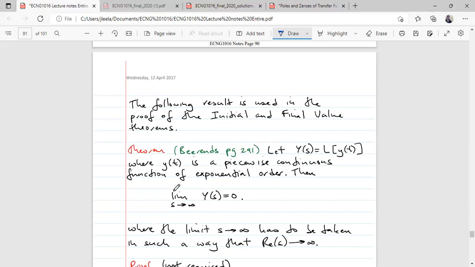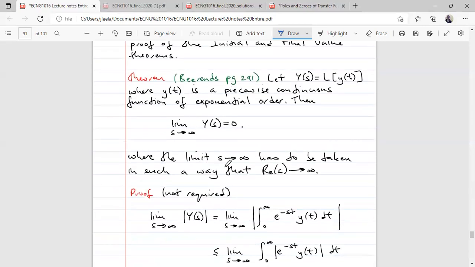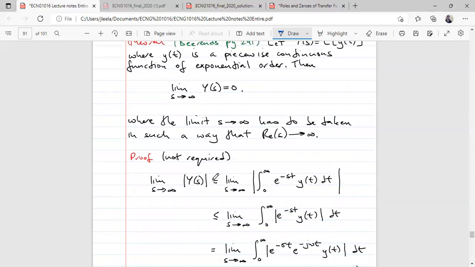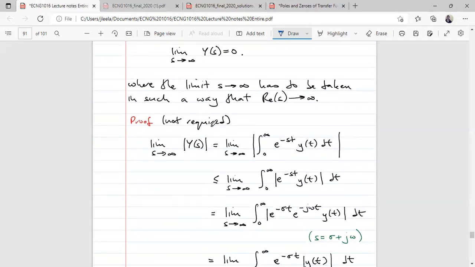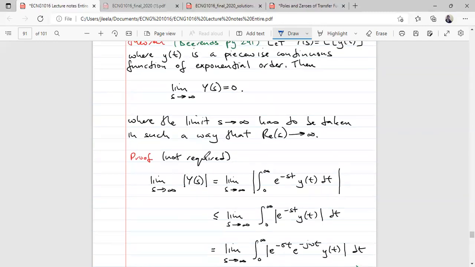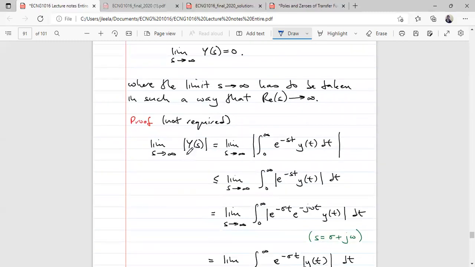Remember, in order for a function to undergo a Laplace transform, it must be piecewise continuous, and it must be of exponential order, which was stated at the beginning of the program. The limit as s approaches infinity has to be taken in such a way that the real value of s approaches infinity. So this here is a sketch of the proof, which is not really required. You don't need to show this, but I'll still go through it for your benefit.